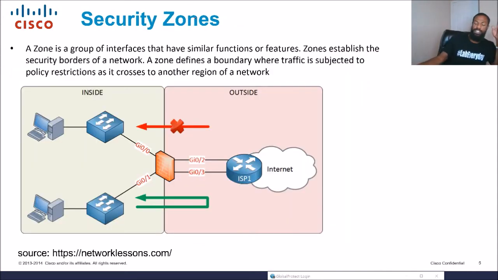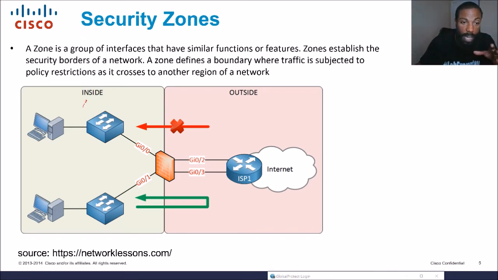So now that we've discussed what stateful versus stateless firewalls do, let's talk about security zones. This is another concept we need to know about firewalls. A zone is a group of interfaces that have similar functions or features. Zones establish the security borders of a network. If we look at this topology right here, shout out to networklessons.com. Y'all visit that website. This is Rene Molenaar's website. He's got great icons and tutorials all the way from the CCNA exam up to the CCIE exam, and he discusses all kinds of topics, firewalls, etc. That's where I got this image from.